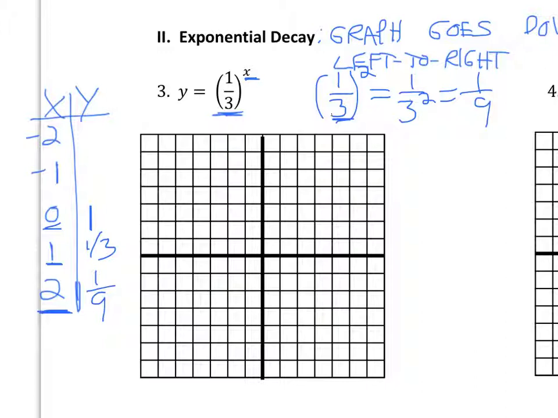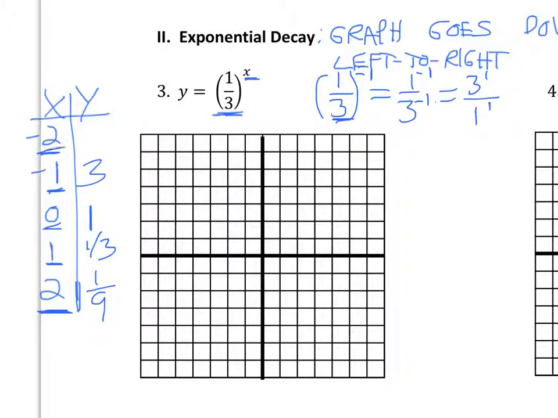Now when I put the negatives in, the opposite's going to happen. They're going to get bigger. So let's put in -1. Okay, I'm going to put -1 in for x, so I'm going to change that exponent to -1. Now if I have 1/3 raised to the -1, I flip it, and that's like saying 1 to the -1 over 3 to the -1. If I flip those, it's like saying 3 to the first over 1 to the first, which is just 3.